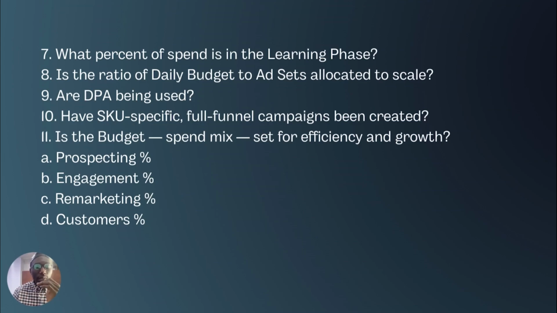And then we also look at your daily budget to ad set number. And this is also part of account simplification. You want to make sure that your budget is not being spread across a lot of ad sets, meaning you would also not get out of learning faster, which backs up to the main point about account simplification.